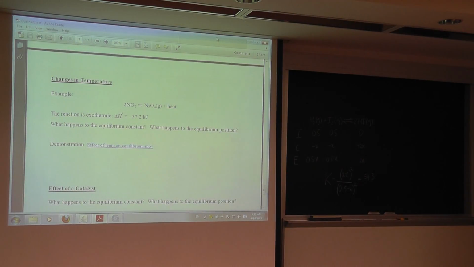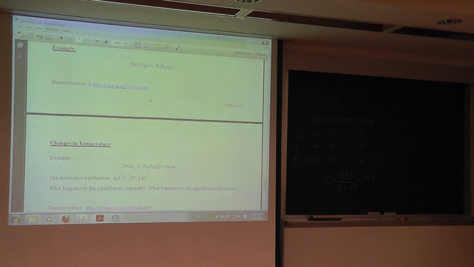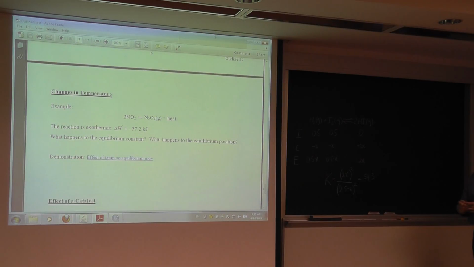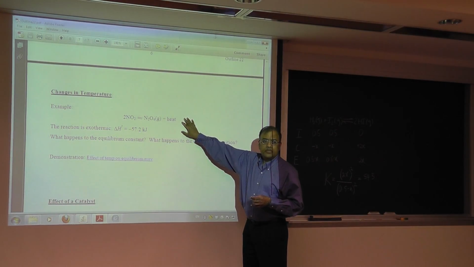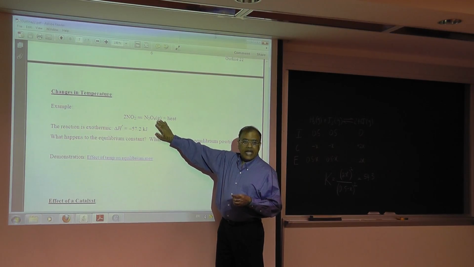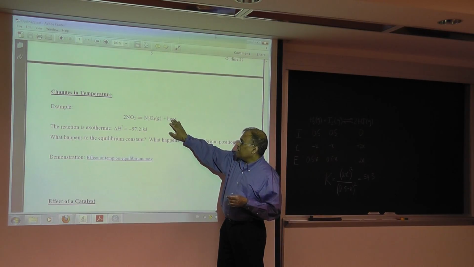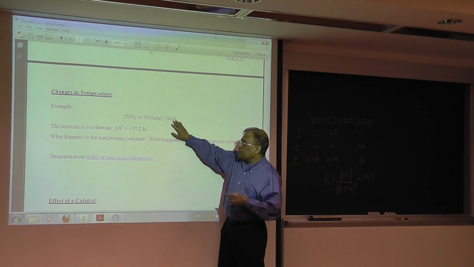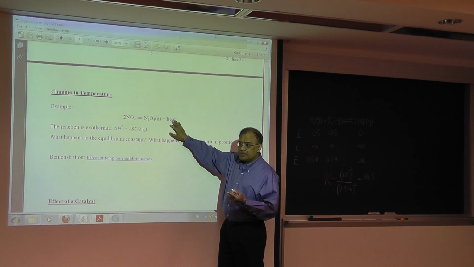Is decreasing pressure considered a stress? Absolutely. Increasing or decreasing pressure is going to be a stress. Let's look at what happens if you change the temperature. Is this an exothermic or an endothermic reaction? Exothermic, because heat is being given out. So if you increase the temperature, if you put in heat, will the system go to the right or to the left? It will go to the left.